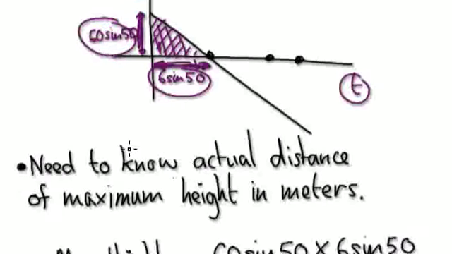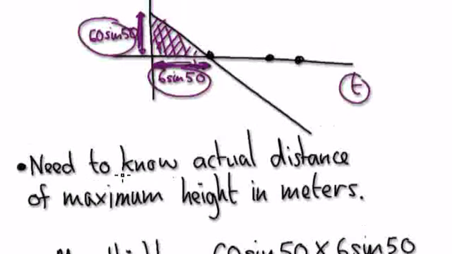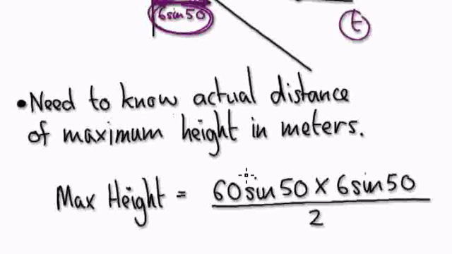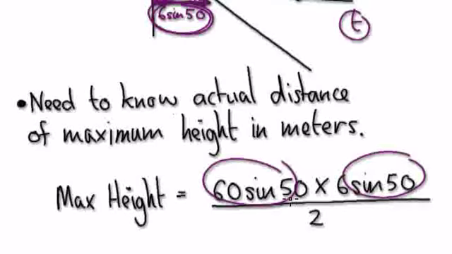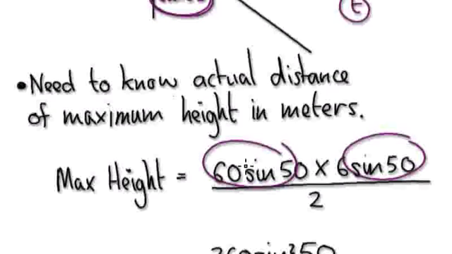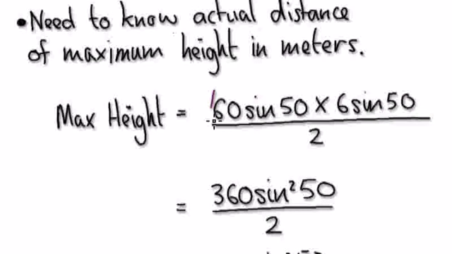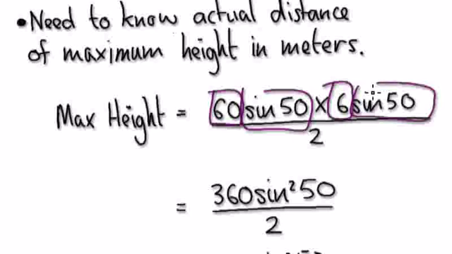Okay. So remember, we need to know the actual height. So we need to know the actual distance of the maximum height in meters. So it's basically get this times this here. Okay. So it's this times this, and then because it's half of a rectangle, we've got to divide it by 2. So divided by 2 here, and then well, at the moment you've got this times this, and then times this 6, and then times this.